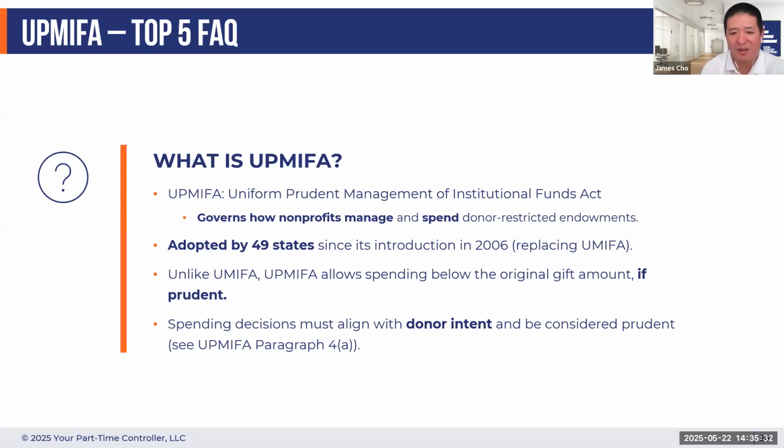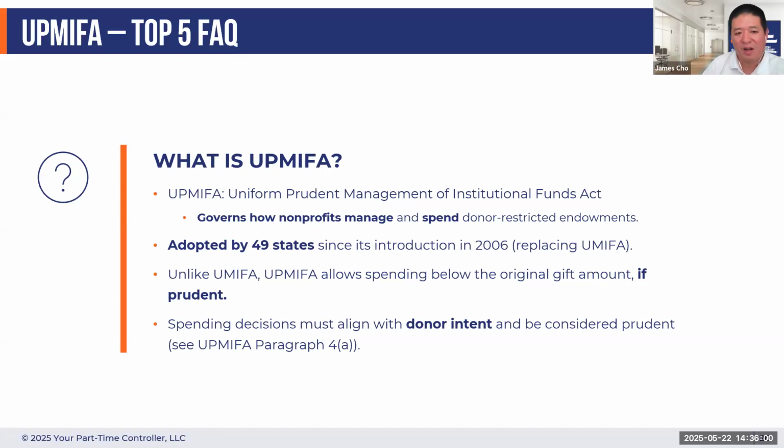So I think UMIFA is a little bit harsh. UPMIFA allows organizations to be prudent, to think long term, and gives them the flexibility to use that perpetuity timeline to get their original gift back up to what the original value was. So they're just not stuck in the UMIFA world where they're just not able to use those funds, period.